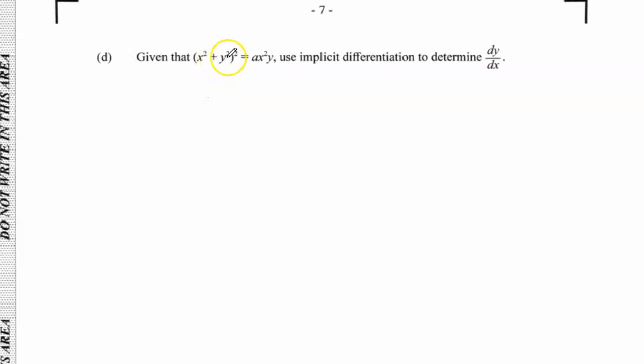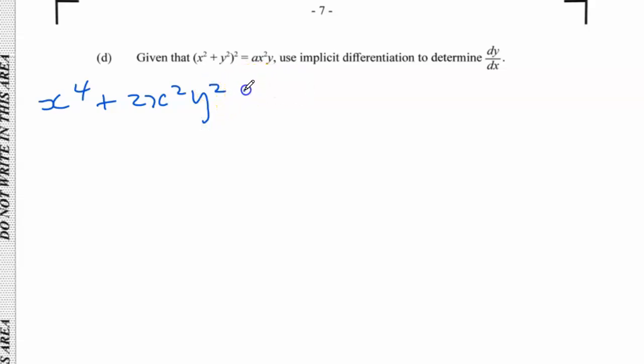Given that x squared plus y squared, all squared, equals ax squared y, use implicit differentiation to find dy by dx. So to differentiate, of course we can use chain rule, or we can just first expand. Let's expand x squared plus y squared. So x squared plus y squared times itself, we get x to the 4th power plus 2x squared y squared plus y to the 4th power equal ax squared y.